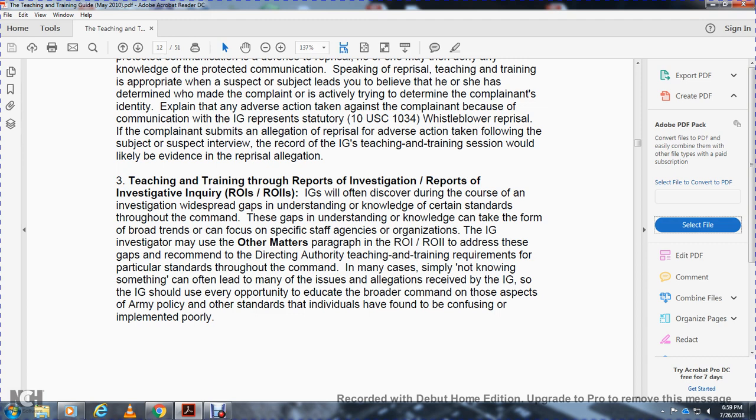In many cases, simply not knowing something can often lead to many of the issues and allegations received by the Inspector General. So the Inspector General should use every opportunity to educate the broader command on aspects of Army policy and other standards that individuals have found to be confusing or poorly implemented.